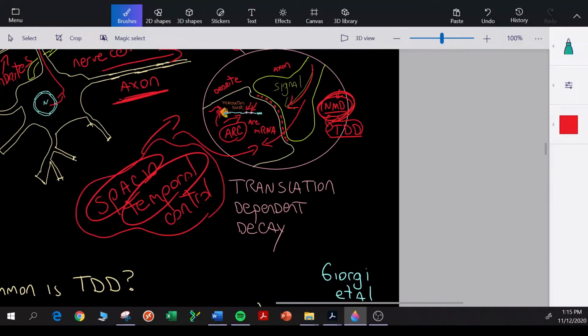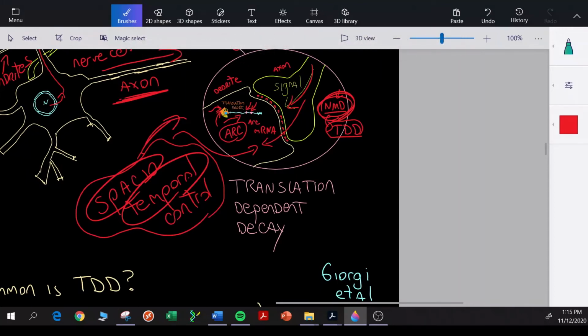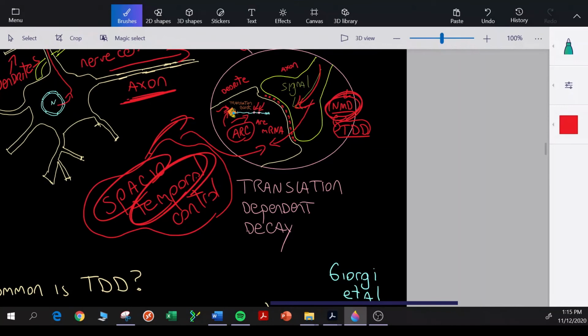At the synapse junctions. At the junctions in the synapses. So that's the spatial control, or the control in space. What about the time? Well, it's not going to be translated until a signal has been transmitted down that axon. So pretty neat, huh? Nonsense mediated decay can be used to control translation of messenger RNAs in space and time, which is a neat way to think of it.